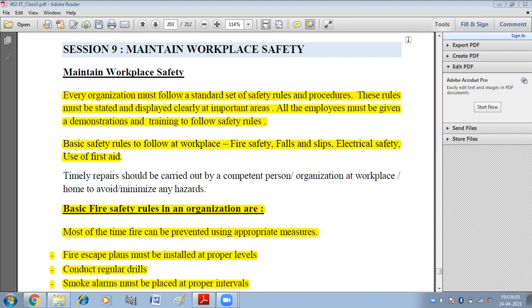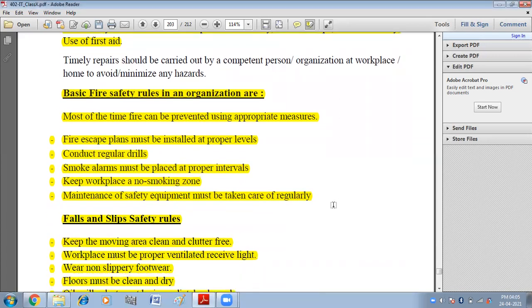Basic safety rules to follow at workplace are fire safety, falls and slips, electrical safety, and use of first aid. Now first we have the basic fire safety rules in an organization. Most of the time fire can be prevented using appropriate measures. Fire escape plan must be installed at proper levels. Conduct regular drills. So in an organization we should have the fire escape plan.